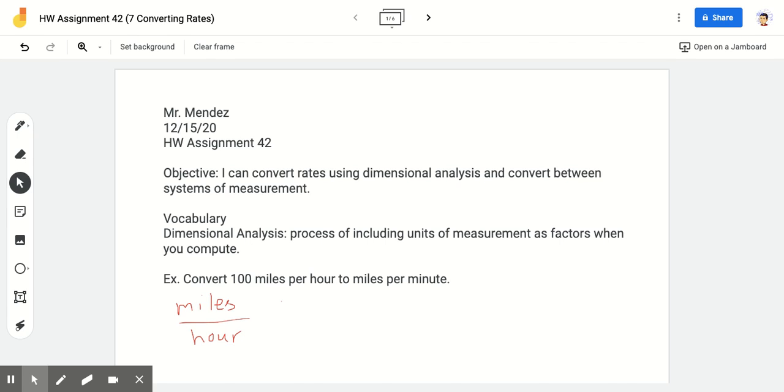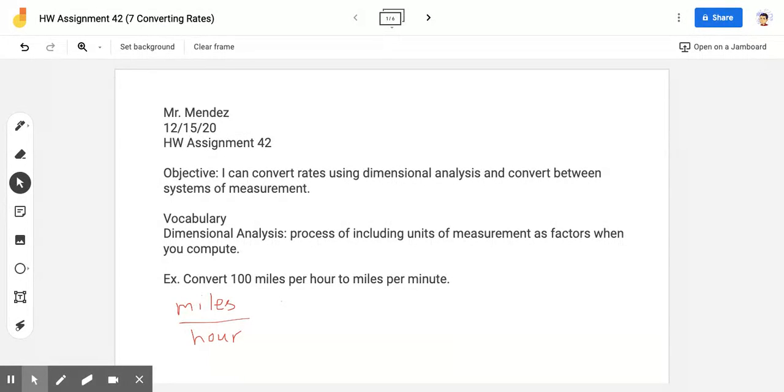Homework assignment 42. Today's objective: I can convert rates using dimensional analysis, and I can convert between systems of measurement. All right, so our vocabulary: dimensional analysis is just a process of including units of measurement as factors when you compute, and we'll show what we mean by that.